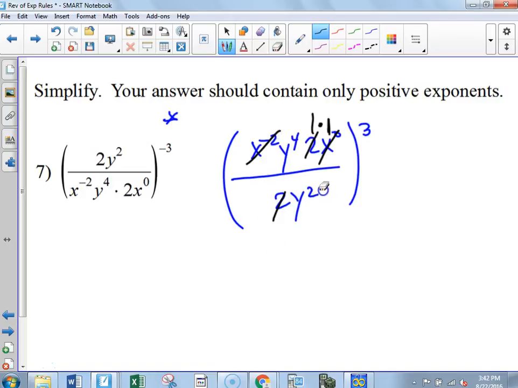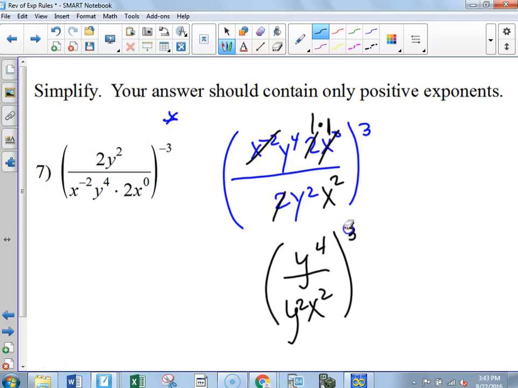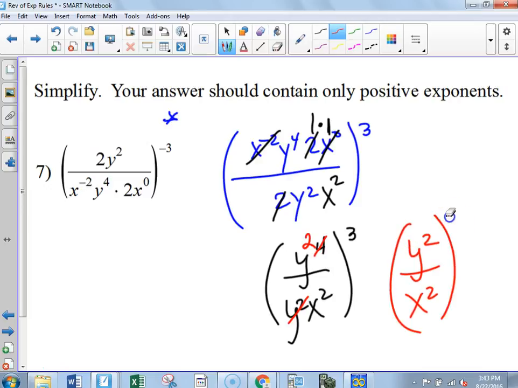These guys belong on the bottom. So we kind of have a y to the 4th times 1 times 1, and a y squared x squared. That does simplify even further, right? Because these two y's will knock out 2 of these. So we end up with a y squared over an x squared. And then the whole thing is to the 3rd. So we get a y to the 6th over an x to the 6th. Again, you can try it in a different order. See if it comes out the same at the end, okay?